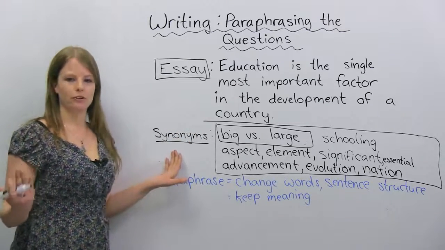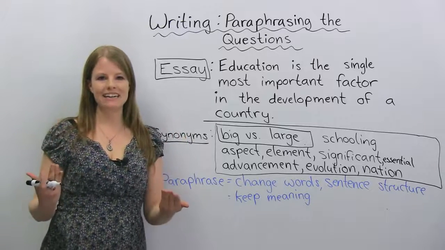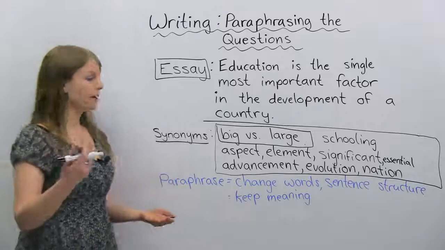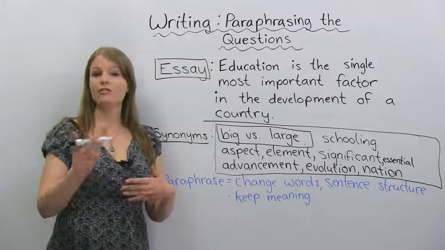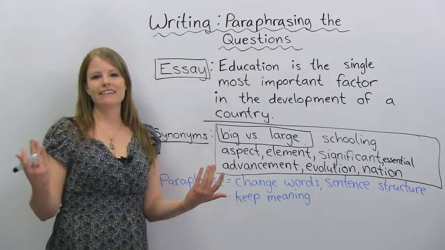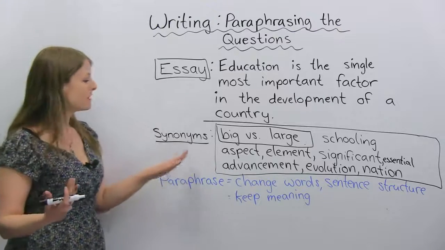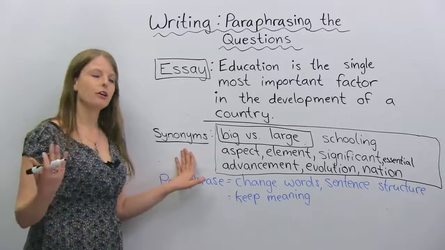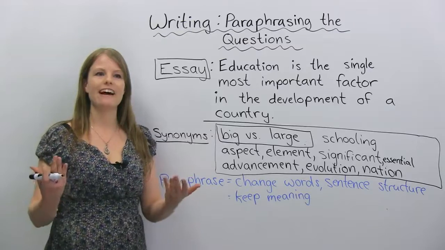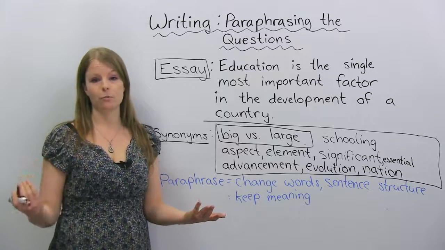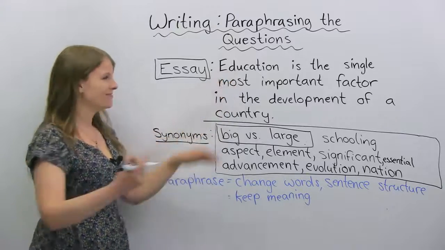So this might be a new word for you too, a synonym. Synonyms are words that have the same meaning but are different words. So for example, big and large, they have the same meaning, just like huge, enormous. These are synonyms of each other, same meaning, but they're different words. So you need to use different synonyms so you don't just copy these words. So let's look at an example. Our first word here is education.